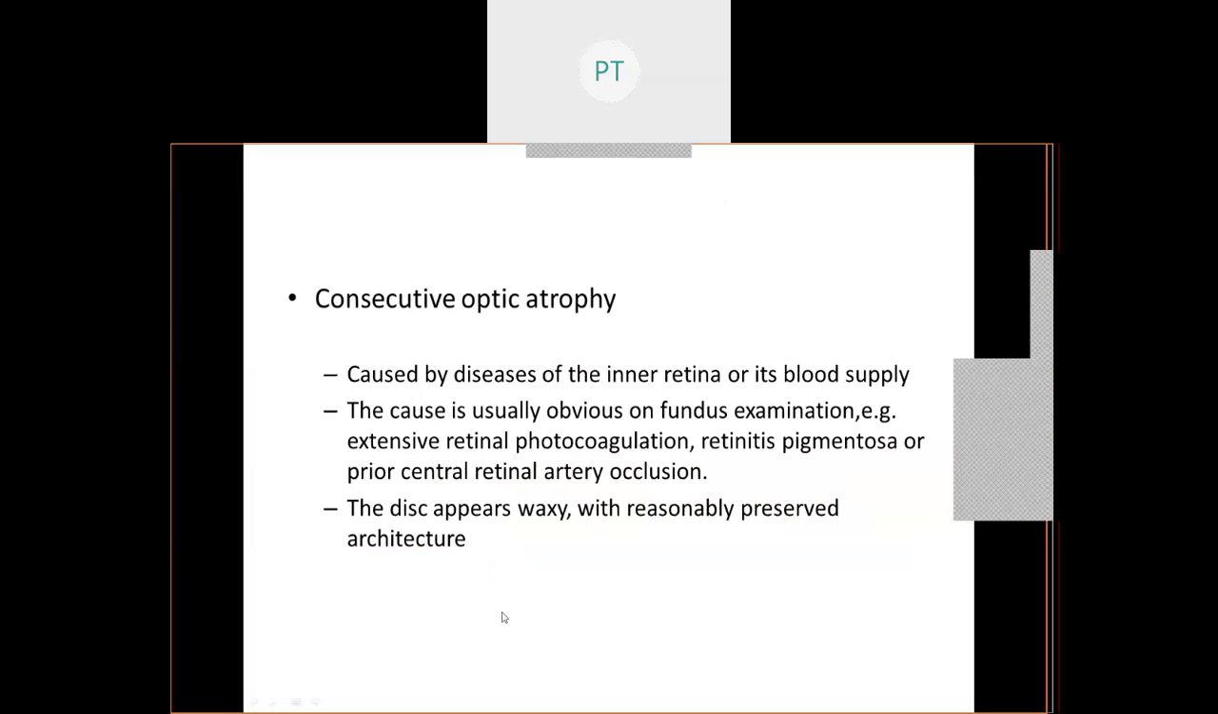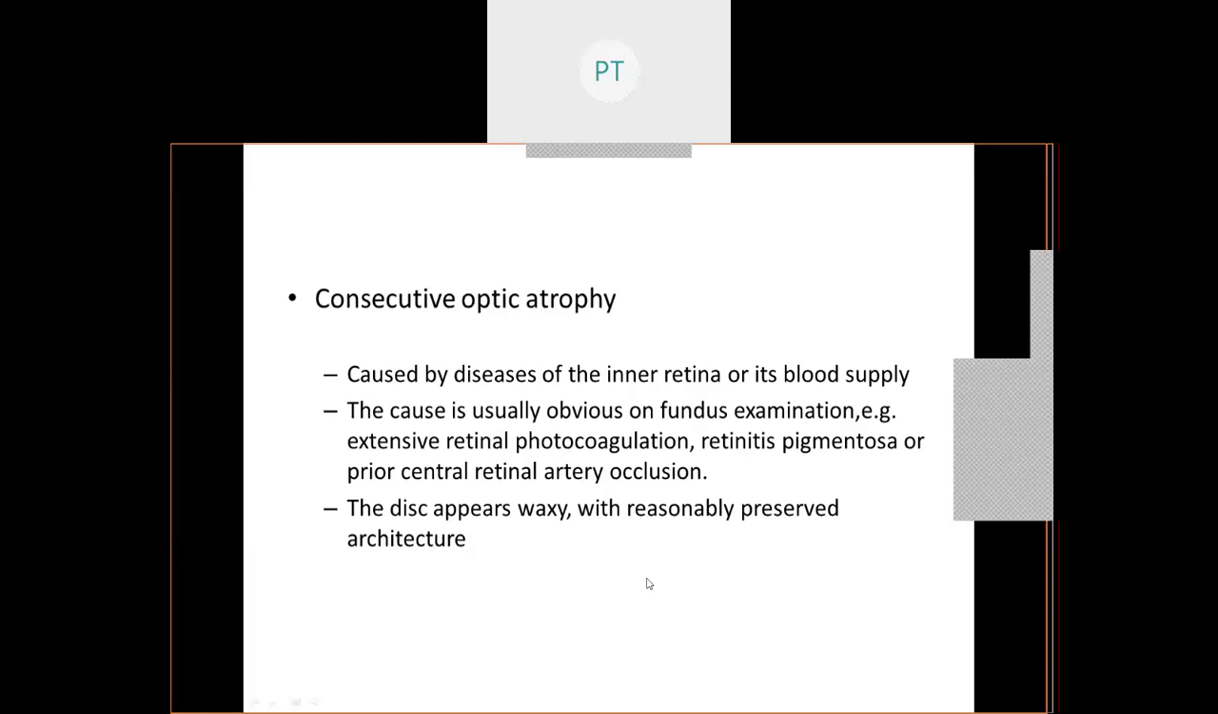Then consecutive optic atrophy is usually caused by diseases of the inner retina or its blood supply. And the cause is usually obvious on fundus examination. It can occur if there's atrophy following extensive retinal photocoagulation, retinitis pigmentosa, or a prior central retinal artery occlusion. So it is secondary to, following these conditions. The disc appears waxy with a reasonably preserved architecture.